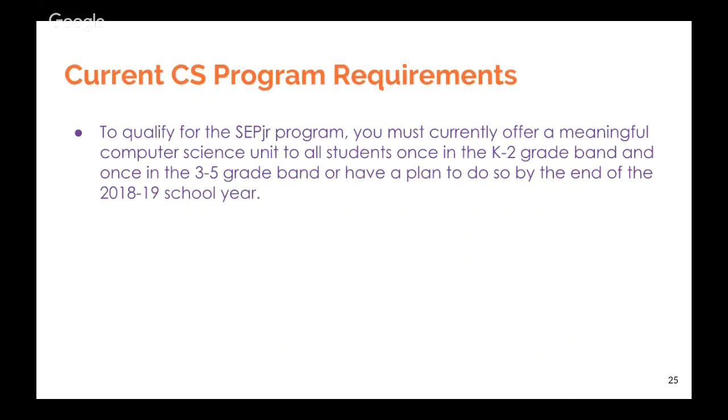So, current CS program requirements. In order to qualify for the SEPjr program, you must currently offer a meaningful computer science unit to all students, once in the K-2 band and once in the 3-5 band, or have a plan to do so by the end of the 2018-2019 school year. And so what this is really saying is that we're not looking for schools right now who haven't done any computer science, that aren't familiar with computer science and haven't attempted to implement computer science in their school. We have other supports through the Computer Science for All initiative for those schools to give that first touch.